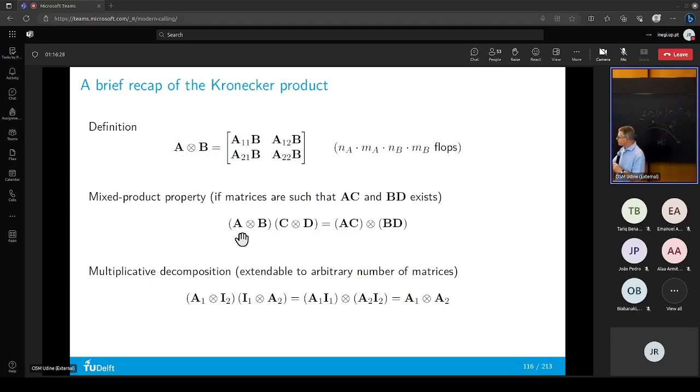It has a very nice property, the so-called mixed product property. So A cross B normally multiplied by C cross D is the same as the matrix products AC crossed with BC, if AC and BC exist. So if the dimensions are, let's say, compatible.